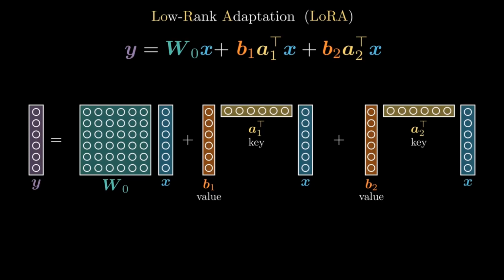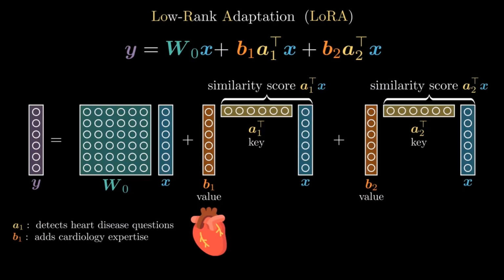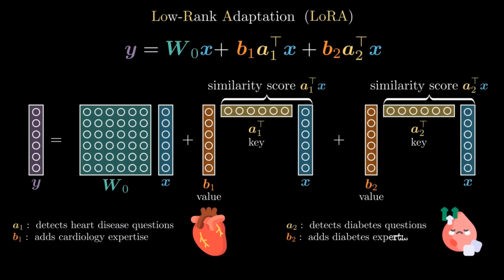The dot product between a key and the input vector x measures how strongly x aligns with that key. So the key vector A behaves like a feature detector. The column vector B specifies what correction to add if that detector activates. For example, if we fine-tune a general-purpose model on medical literature, key vector A1 might detect heart disease questions, while value vector B1 adds cardiology expertise. The key vector A2 may detect diabetes questions, and the value vector B2 may add diabetes expertise.